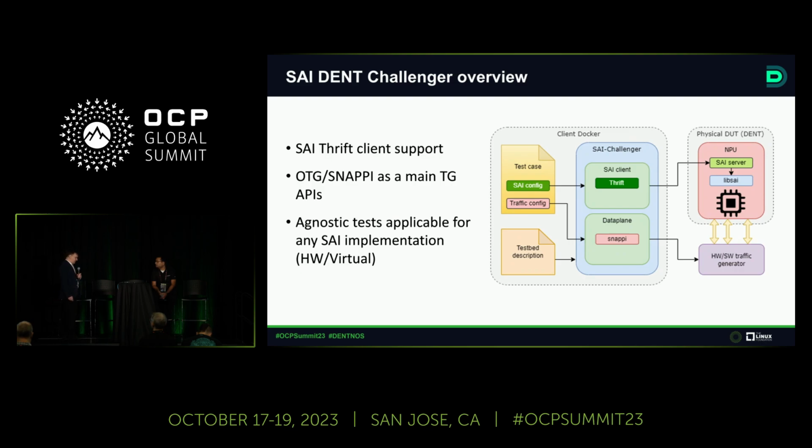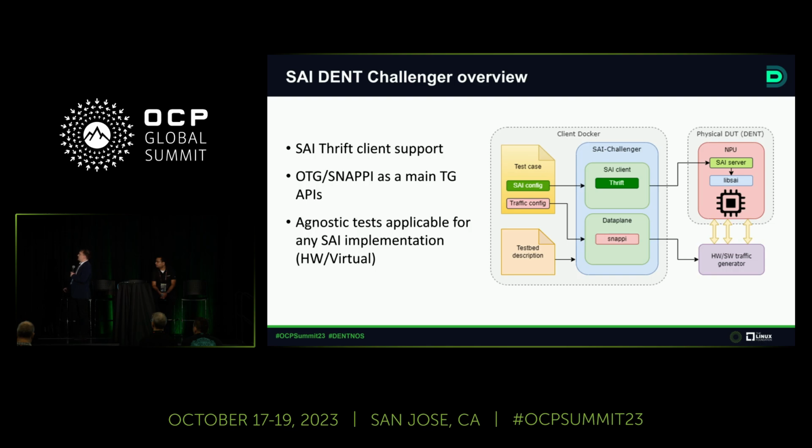And in order to achieve this, we could reinvent the wheel, and we didn't. So the OCP has the project called SAI Challenger. The whole idea of it is to test SAI. So the plan is to utilize that OCP project and basically define the set of suites that will verify that the SAI behaves, the platform behaves as the dentOS expects.